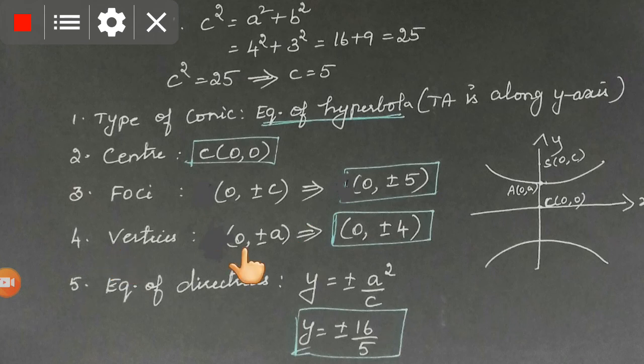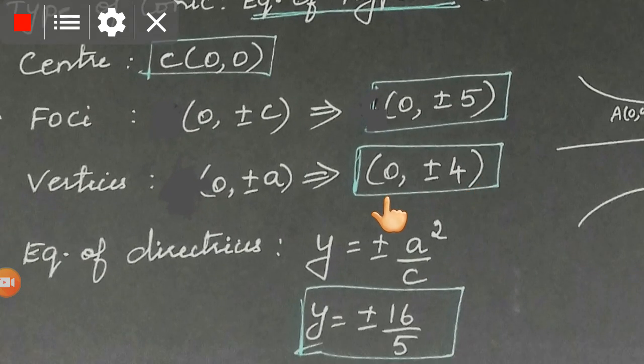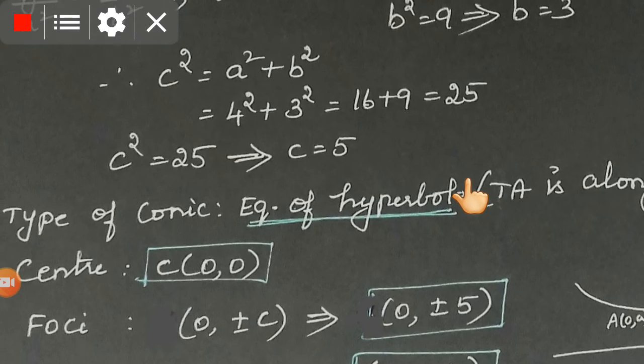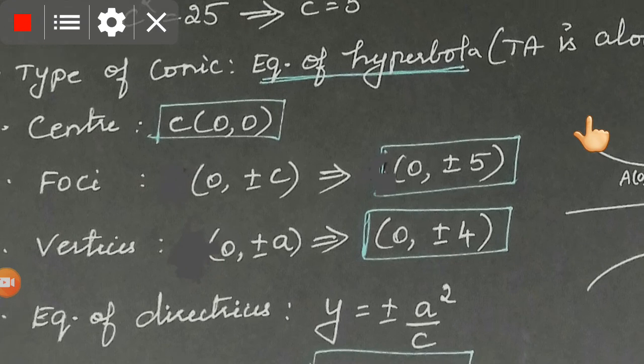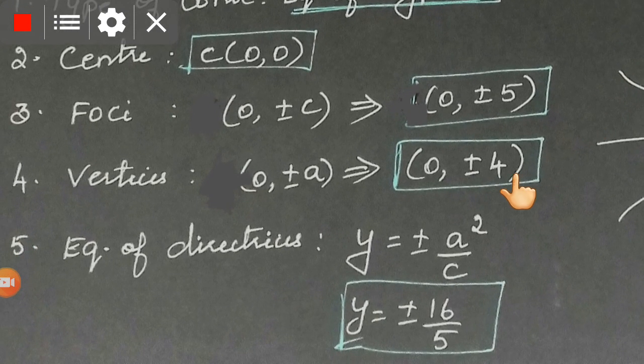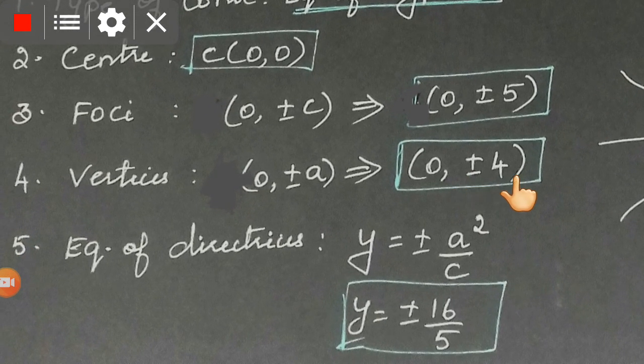Next, vertices. What is the formula for vertices? 0, plus or minus a. What value of a did we obtain? The value of a is 4. Therefore, substitute a is equal to 4. Therefore, we have 0, plus or minus 4 for vertices.